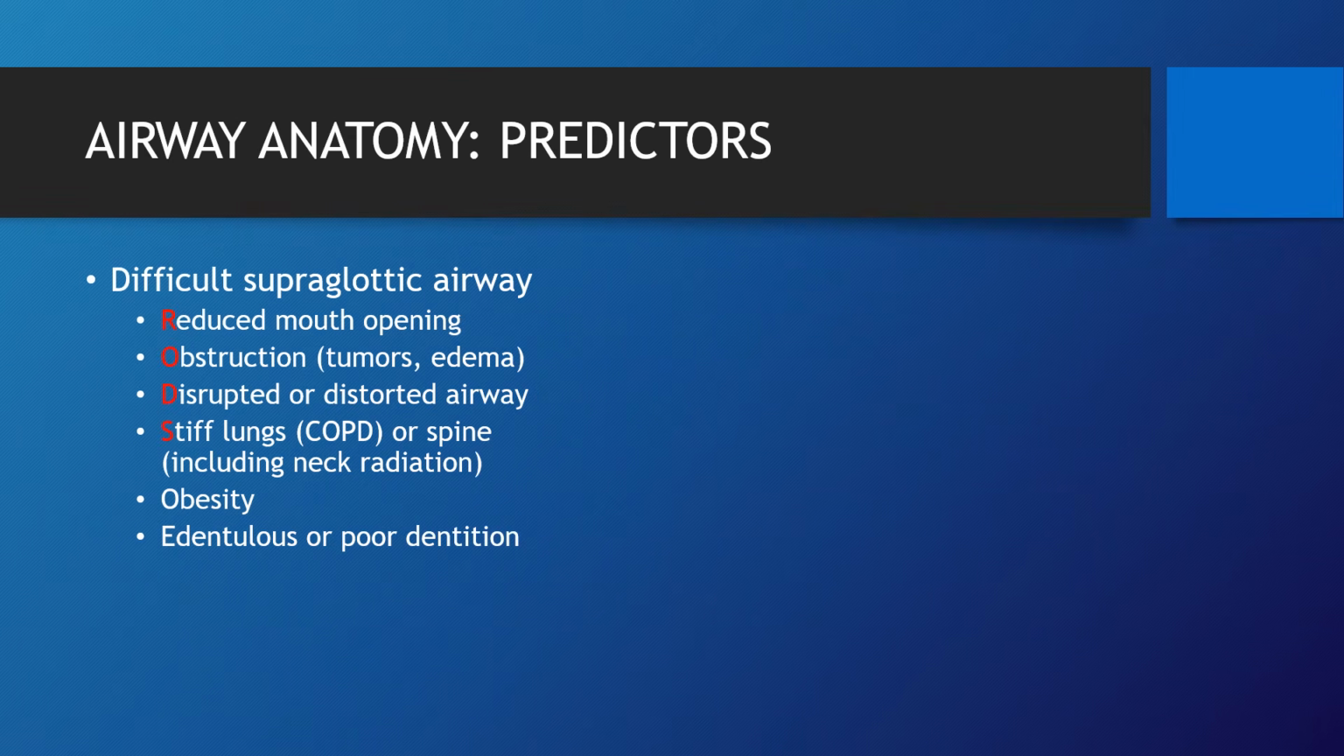Some airway anatomy predictors of difficult supraglottic airway placement. You can see that the first 4 can be remembered by the mnemonic RODS, where R stands for reduced mouth opening, O stands for obstruction, a tumor, edema, anything like that. D stands for a disrupted or distorted airway, and S stands for stiff lungs, such as COPD, or stiff spine, which would include neck radiation. Some other predictors are obesity, edentulousness, or poor dentition.